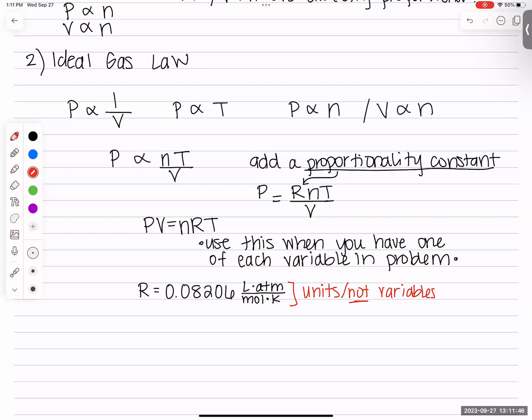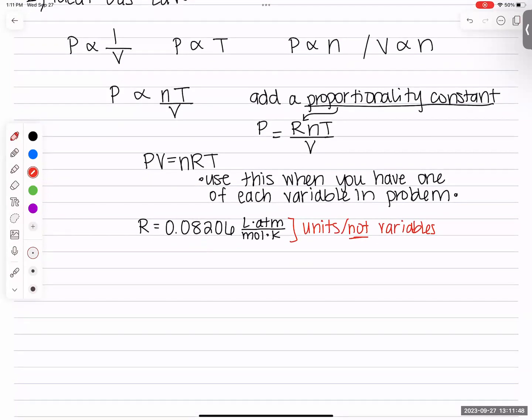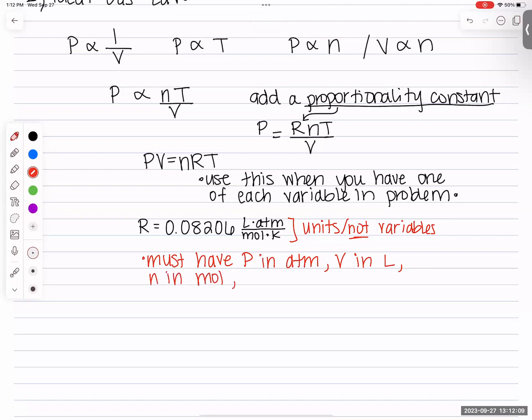Those are the units. So if you're going to use the ideal gas law, you must have pressure in atm, volume in liters, n in moles, and T in Kelvin. You have to match the R units.